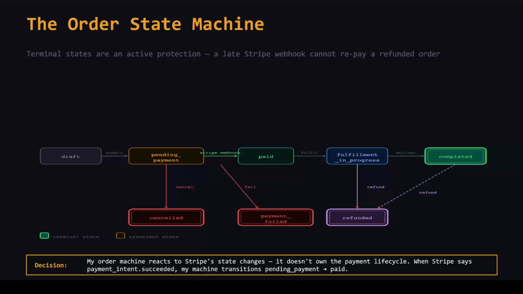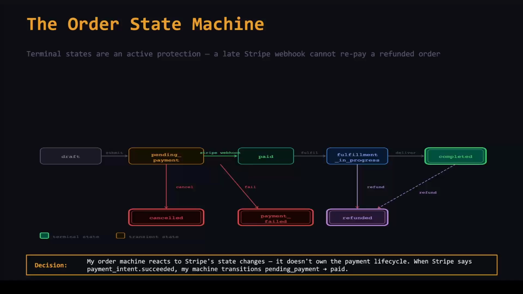From pending payment to canceled, if the user cancels before paying or payment fails, if Stripe declines, right? From paid to refunded. From fulfillment in progress to canceled, if stock runs out, but in the case of digital products, we don't worry about that. From completed to refunded within the return window. The terminal states: completed, canceled, refunded, payment failed, shown as double circles.